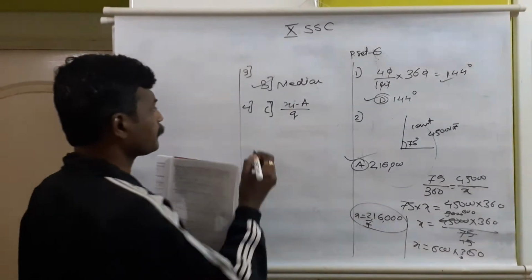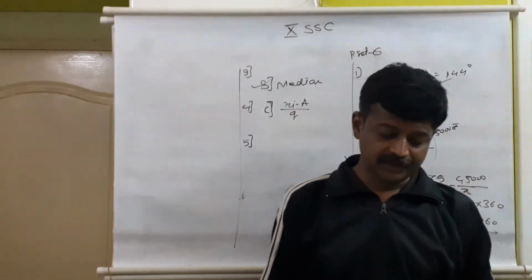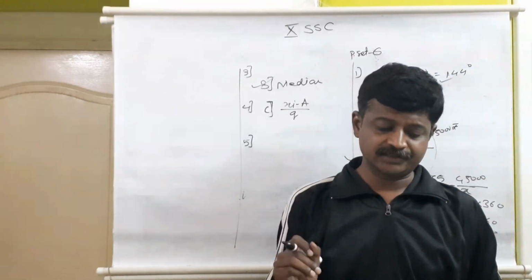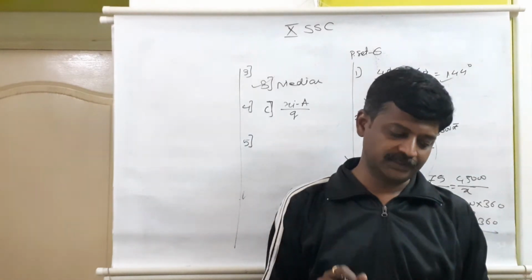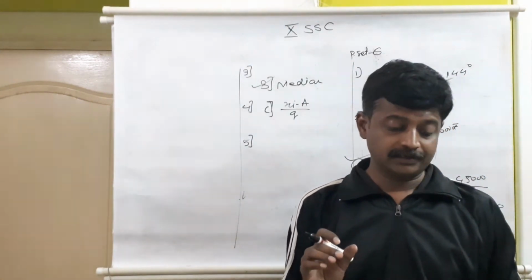Question number 5, objective type. Distance covered per liter in kilometers is given: 12 to 14, 14 to 16, 16 to 18 and 18 to 20. Four groups are there. Number of cars. Distance covered per liter, and how many cars?